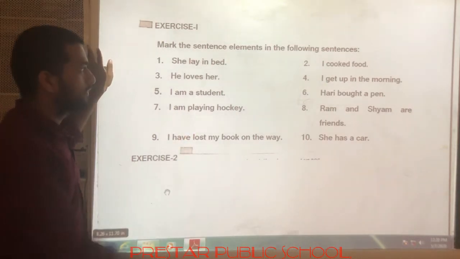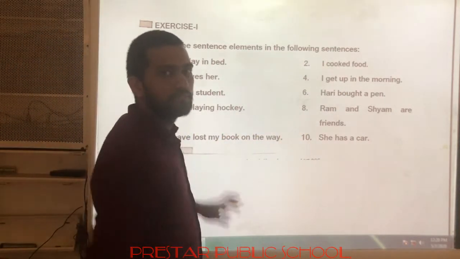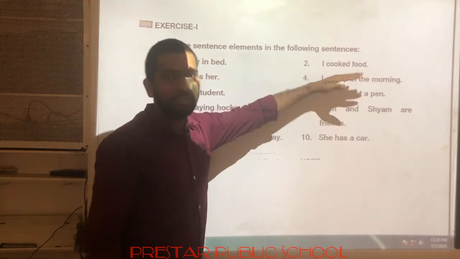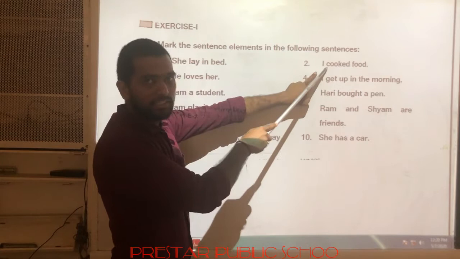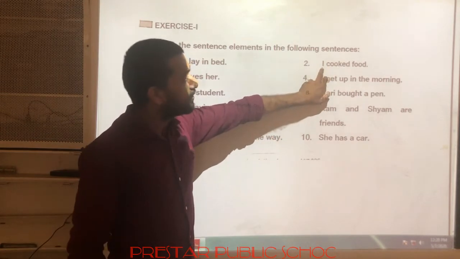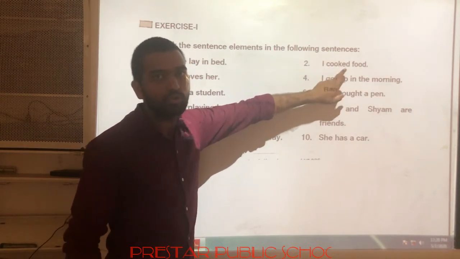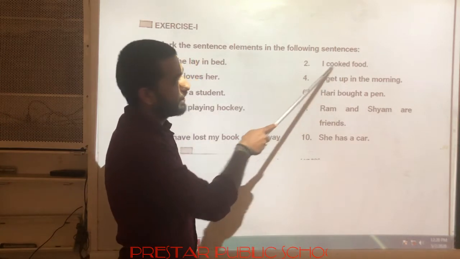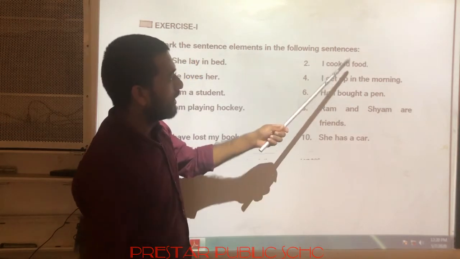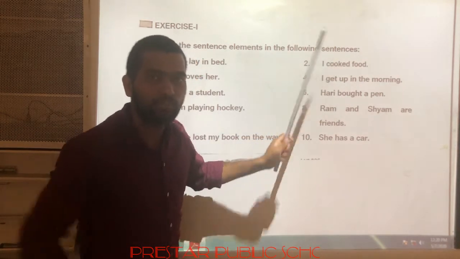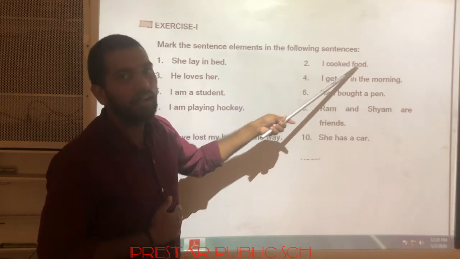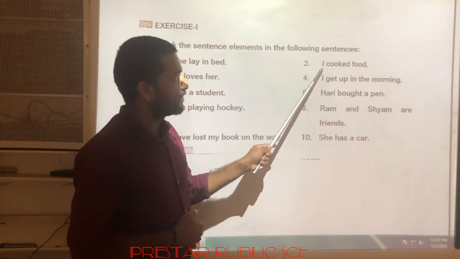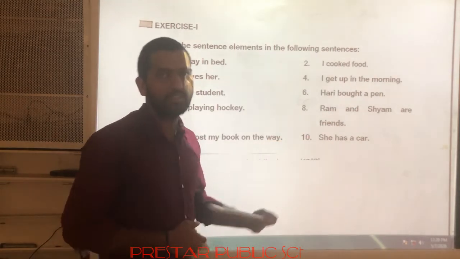Understand? Next, I cooked food. Here, who is doing an action? Who is cooking? I. So this is a subject. And what am I doing? Cooking. So this is an action. That is why this is verb. And on which the action is going on, means what am I cooking? I am cooking food. So this is the object. Subject, verb, object. Understand?